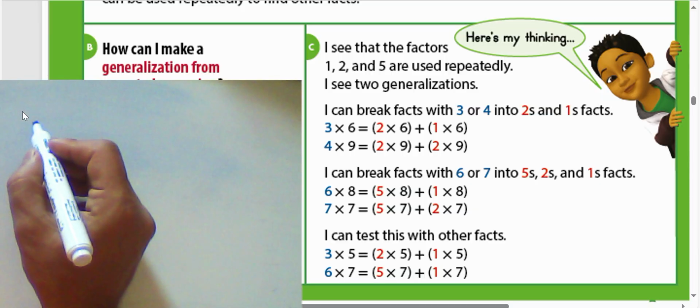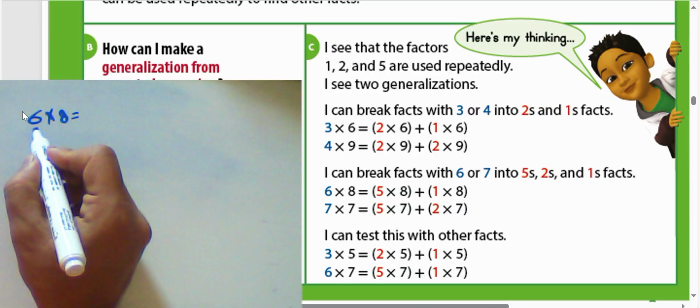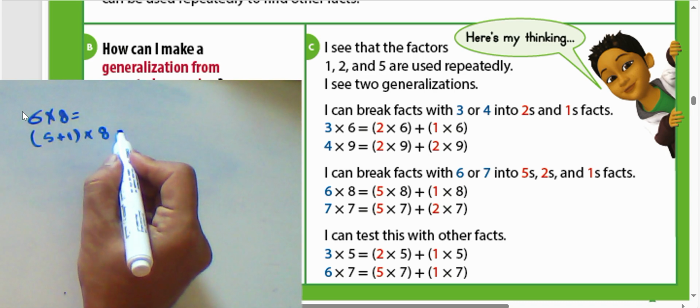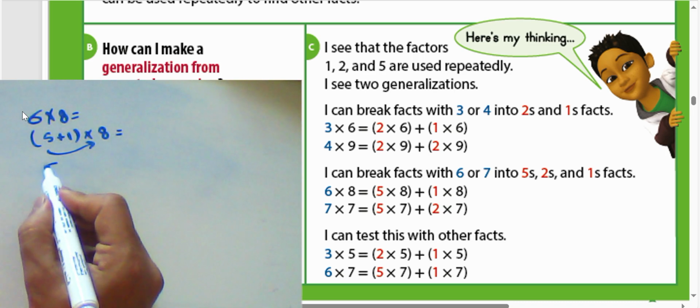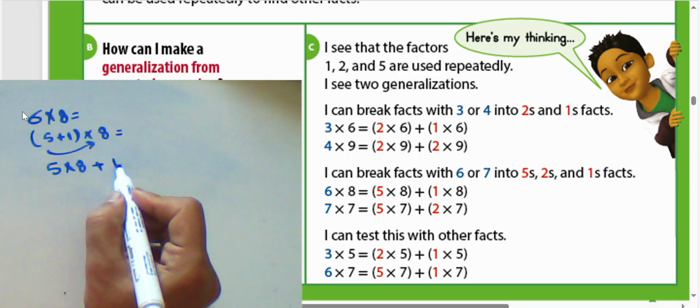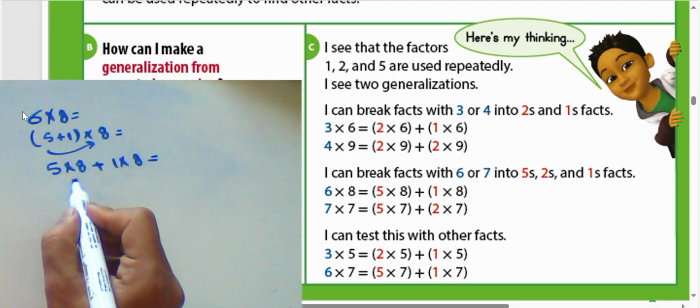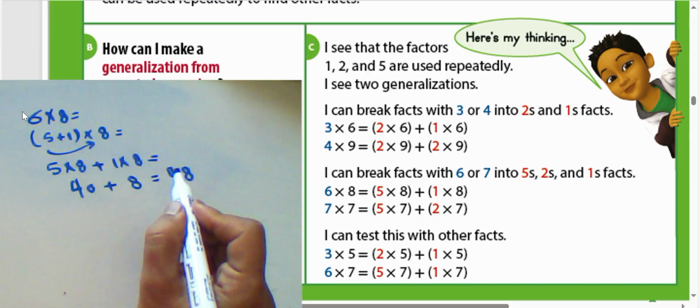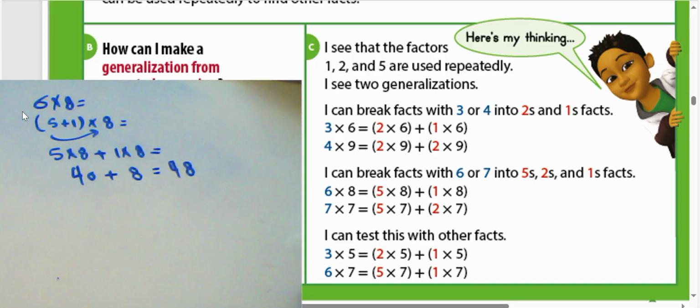And also 6 times 8. We can write 6 equals 5 plus 1, multiplied by 8 using the distributive property. Write 5 times 8 plus 1 times 8. 5 times 8 equals 40, and 1 times 8 equals 8. Then the result will be 48. The total here will be 48.